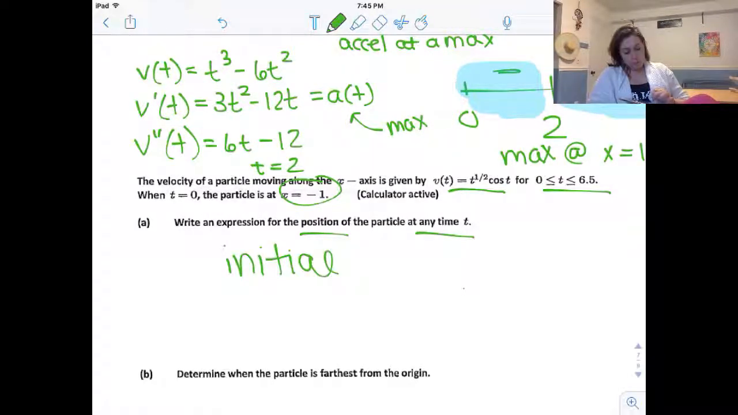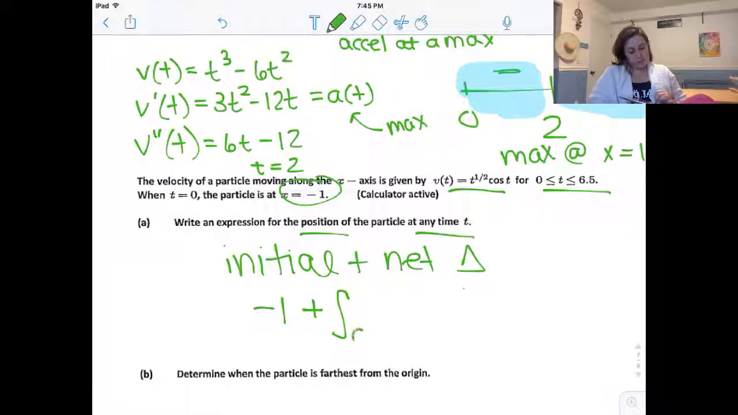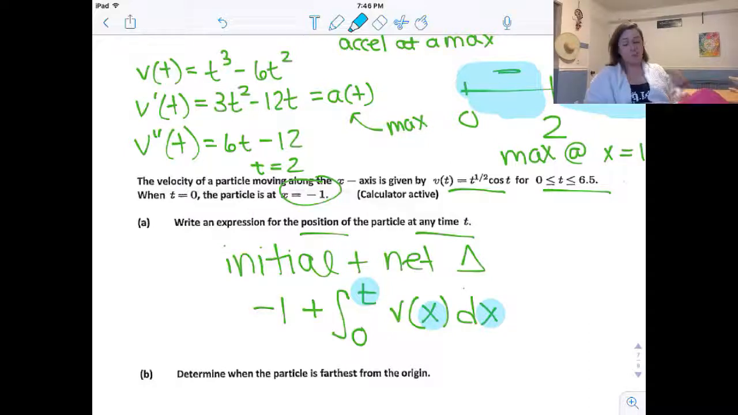Initial plus net change. So my initial here is -1. My net change is from your t values, so 0 to t. And I want to have a different variable in here because t is my unknown time. So I'm just going to replace this with another variable. I just put an x in there. T is my unknown time, so replace that with another variable.